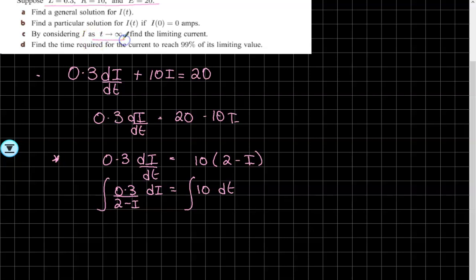Hopefully you're not concerned with t approaching infinity. You're looking at the graph or whatever equation you end up with, whack in a big value for t, like put 1,000, and it will tell you that's your limiting factor.